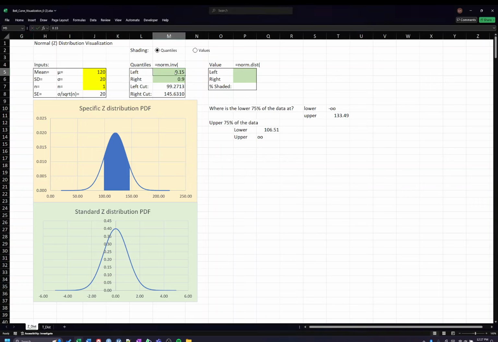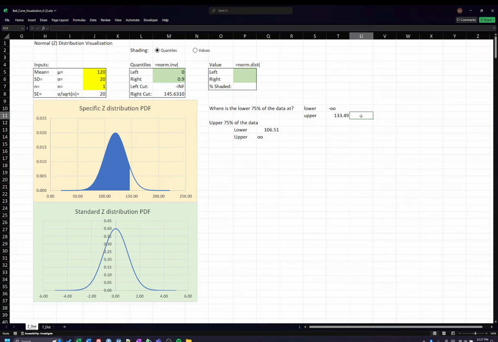So when you are doing norm.inverse, it is always doing this shading. So it's giving you from a point and to the left. If you want to find between points, we can do that. That's totally fine. And if you want to find above a point, we have to take the, we'll work through that. But just know that it's always finding the area from a critical point and to the left.